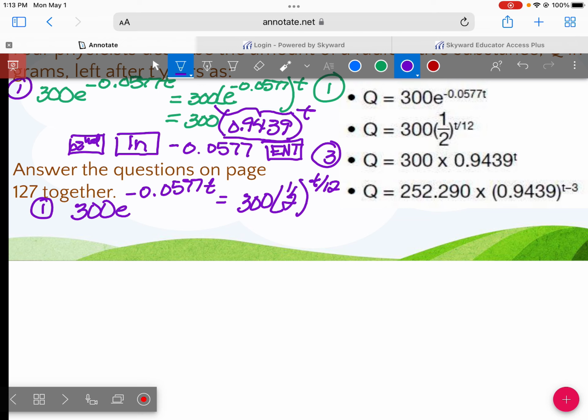Brian, are you with me? Okay. So what if we separated this and said 300 times 1/2? What is this raised to right here? What are those two things? It's t divided by 12. How else could I represent t divided by 12? How about if I tried to multiply? What could I multiply?